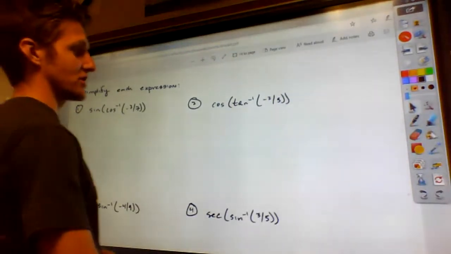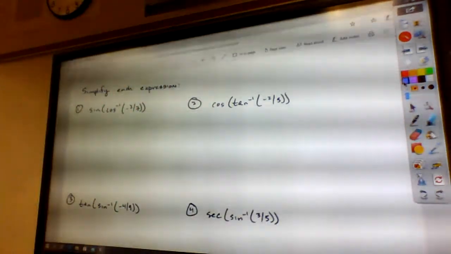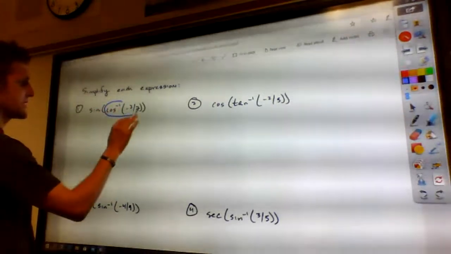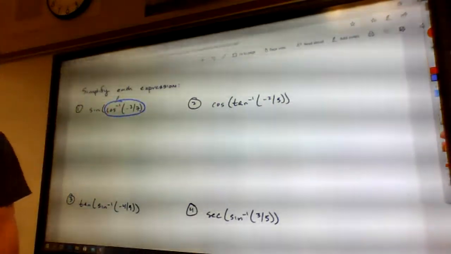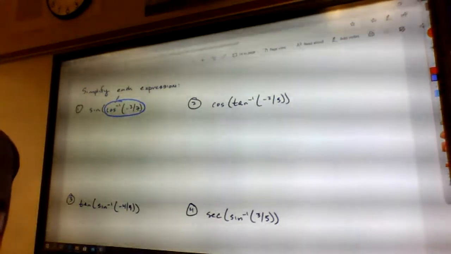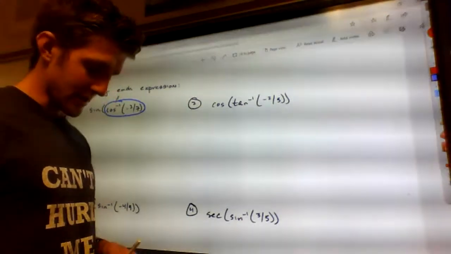Simplify each expression. By now this is not supposed to be the first video with this. We know that if you type in cos inverse of -3/7, make sure you're in degree form, you're going to get an angle that is bigger than 90 degrees.